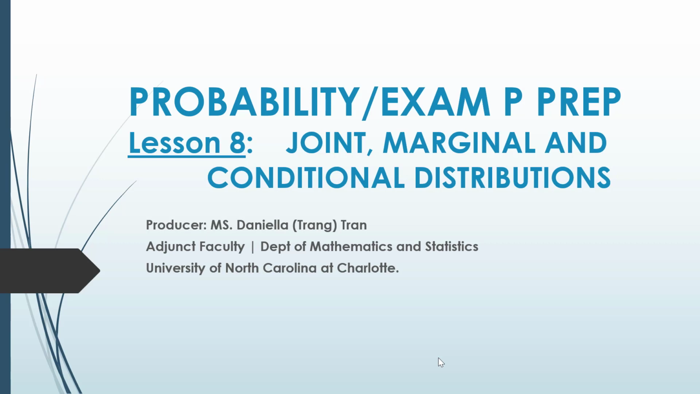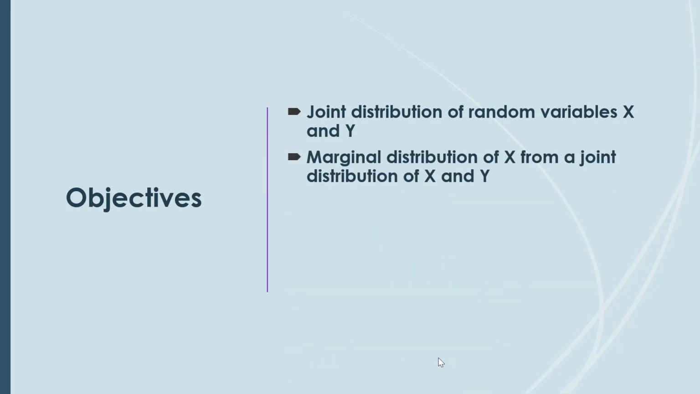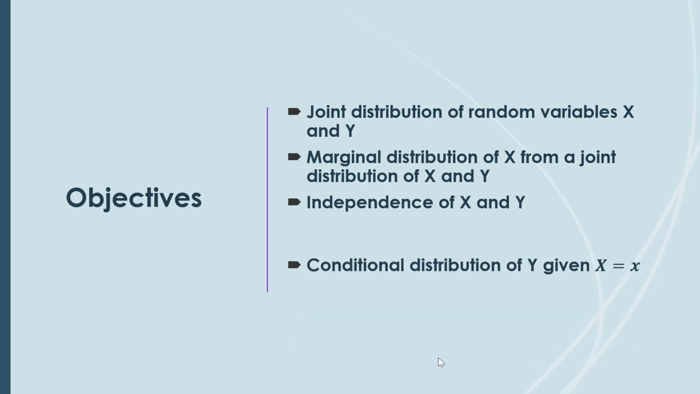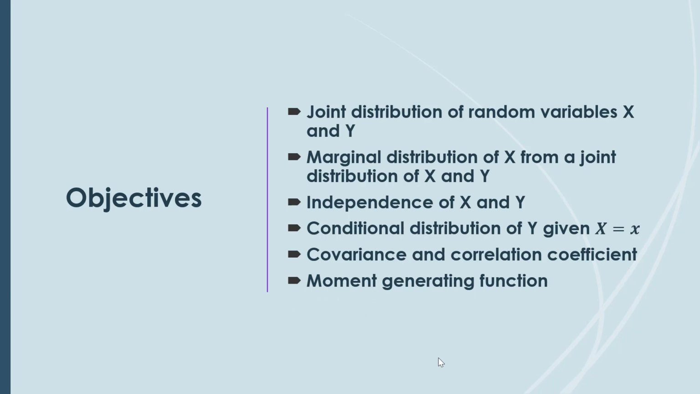Daniel's here, and today I'm talking about lesson 8: joint, marginal, and conditional distributions. The lesson today consists of the joint distribution of random variables x and y, the marginal distribution of x and y from a joint distribution of x and y, independence of two variables x and y, the conditional distribution of y given x equal to little x, covariance and correlation coefficient, and moment generating function.